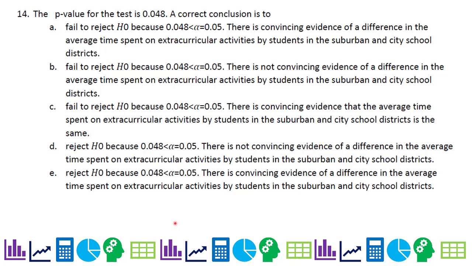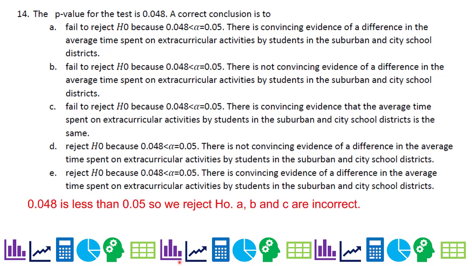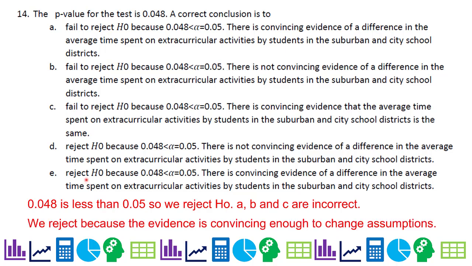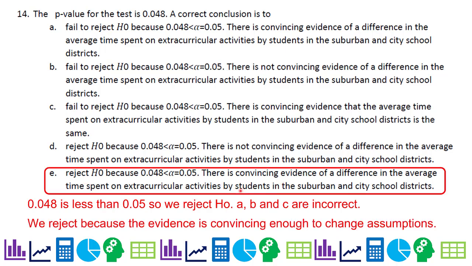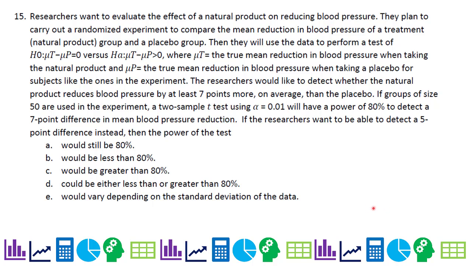Then they say the p-value for the test is 0.048. So a correct conclusion is, and you can see we got some fail to rejects and some rejects. Since 0.048 is less than 0.05, even though it's close, it's still less, we reject H0. A, B, and C are incorrect because we're not going to fail to reject, we're actually going to reject. And the reason we reject is because our evidence is convincing, which gives us choice E, that the alternate might be true.